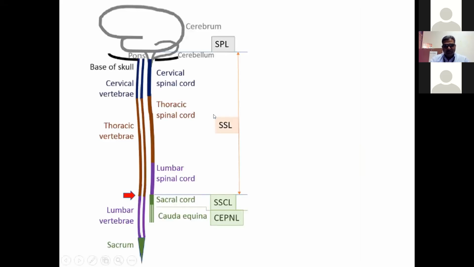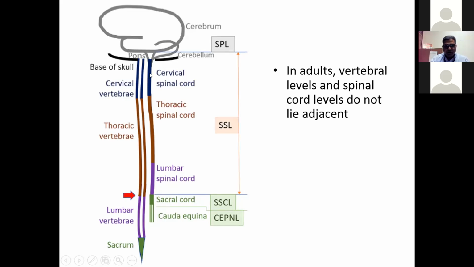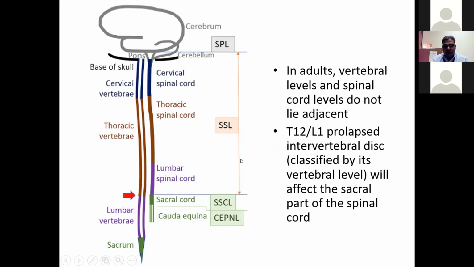So this is a schematic representation of the previous diagram, but it is important to realize that over here you can see the spinal cord, and over here you can see the level of the vertebra. In adults, the vertebral level and spinal cord level do not lie adjacent. You can see that the thoracic spinal cord finishes somewhere at the level of the T7, T8 thoracic vertebra. Similarly, the spinal cord ends at the level of the L1 lumbar vertebra, beneath which lies the cauda equina. So let's take an example.